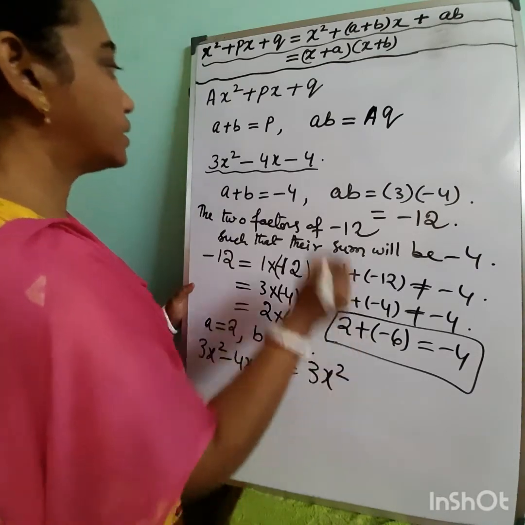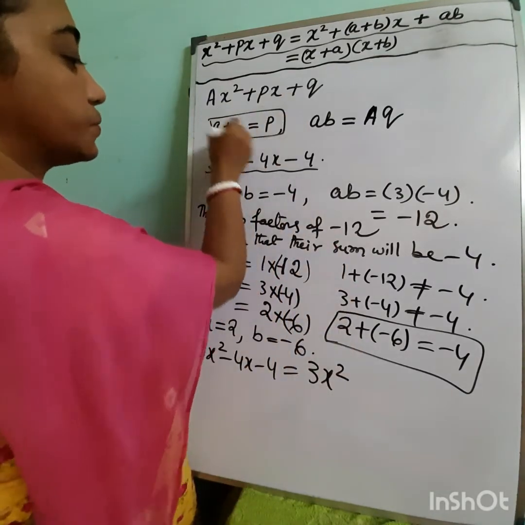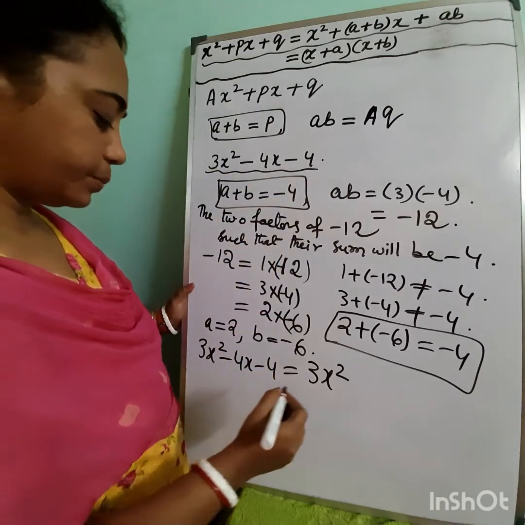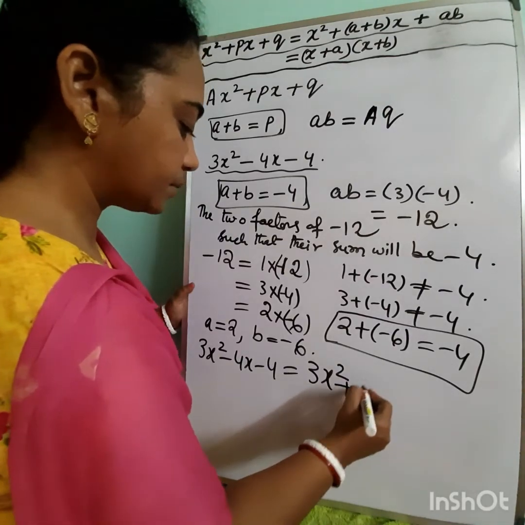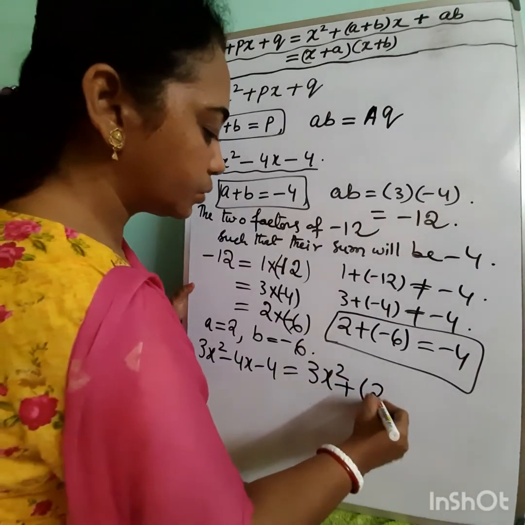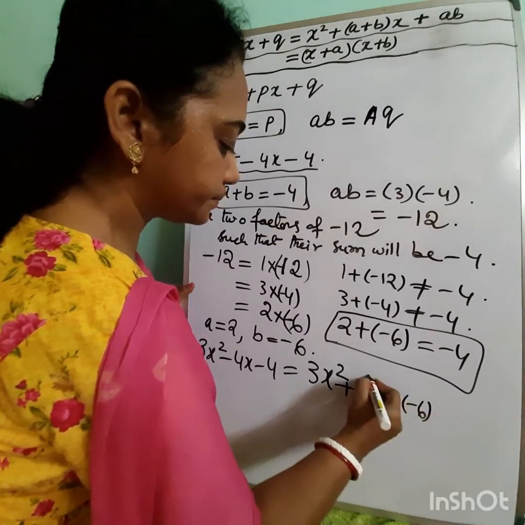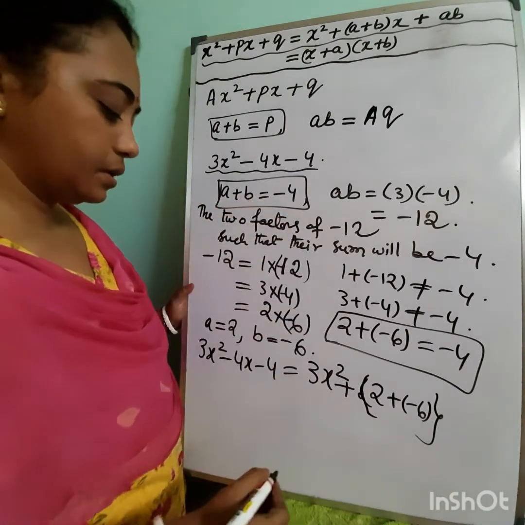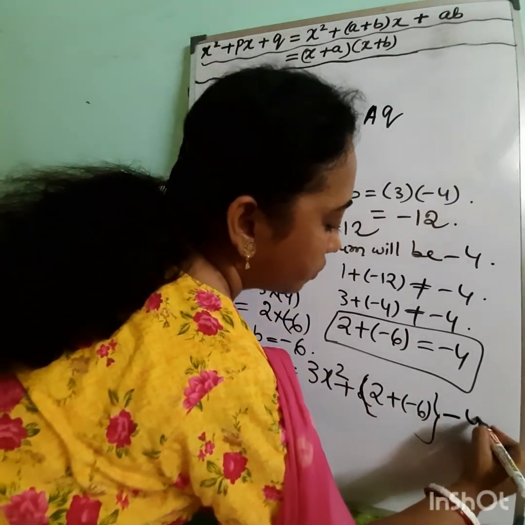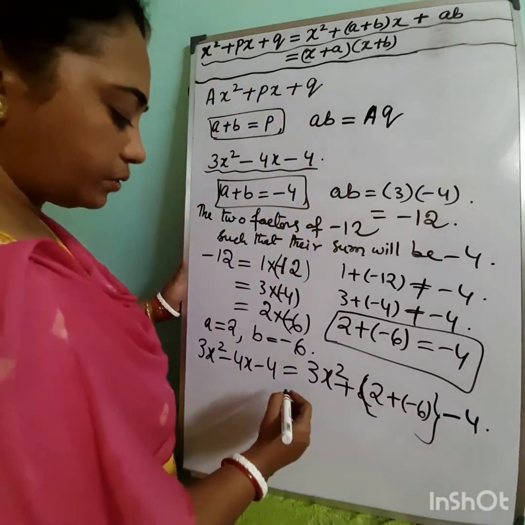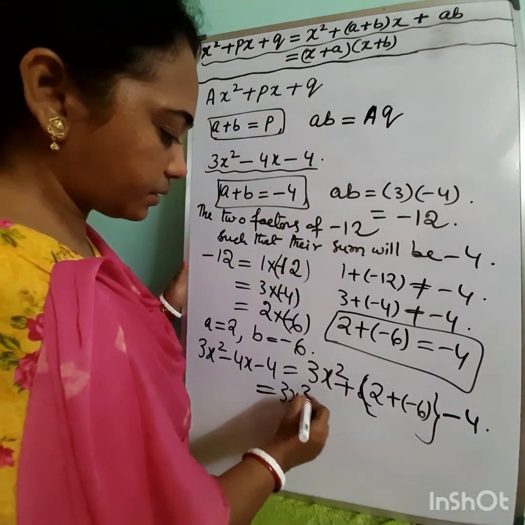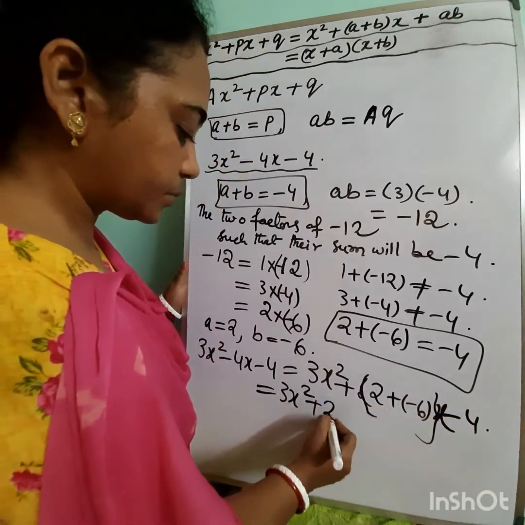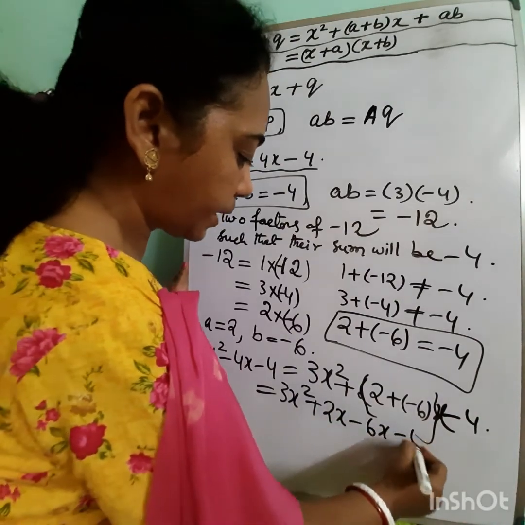3x square. Now here a plus b means p, that is minus 4. So a plus b is equal to minus 4. In place of minus 4 we will put a plus b, that is, 2 plus minus 6, and then we write minus 4. Now if we open the bracket we get 3x square plus 2x minus 6x minus 4.